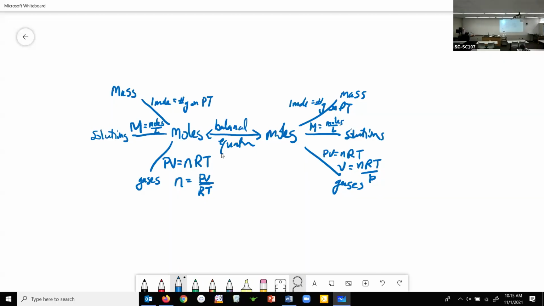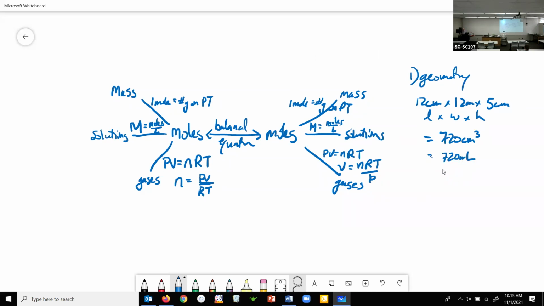So one approach, we can use geometry. 12 centimeters by 12 centimeters by 5 centimeters. Length times width times height. 720 cubic centimeters, which is equal to 720 milliliters, which is the same as 0.72 liters.